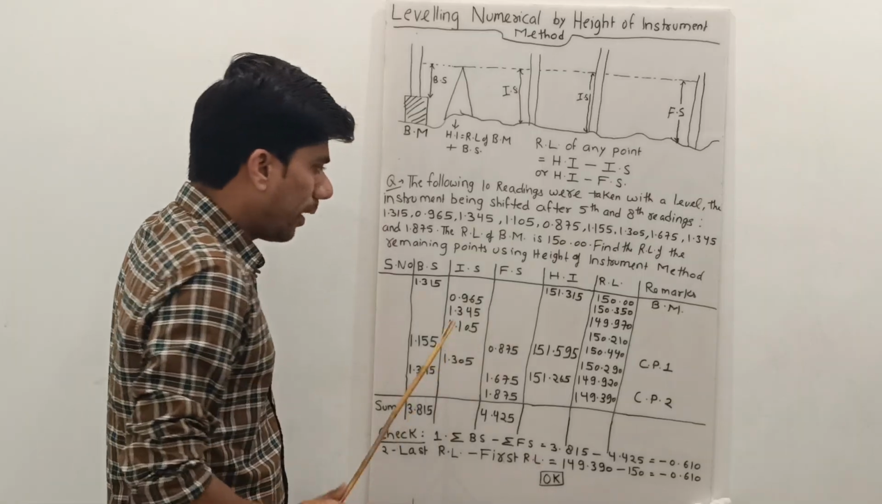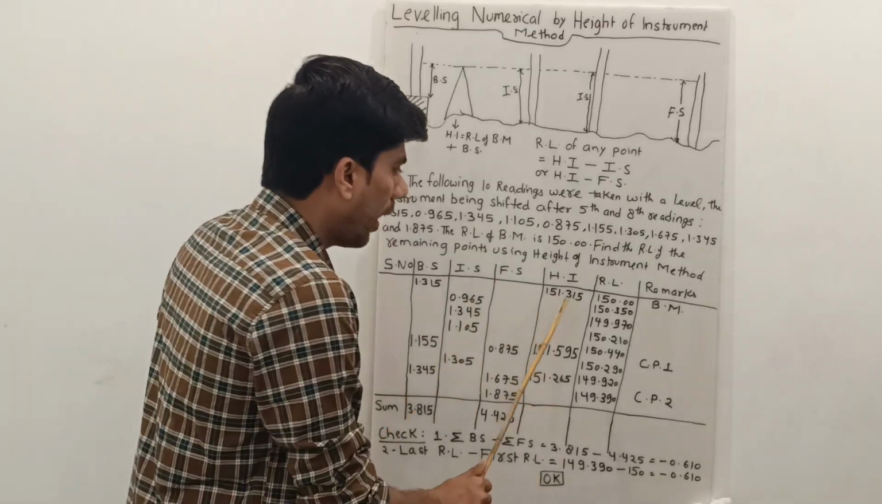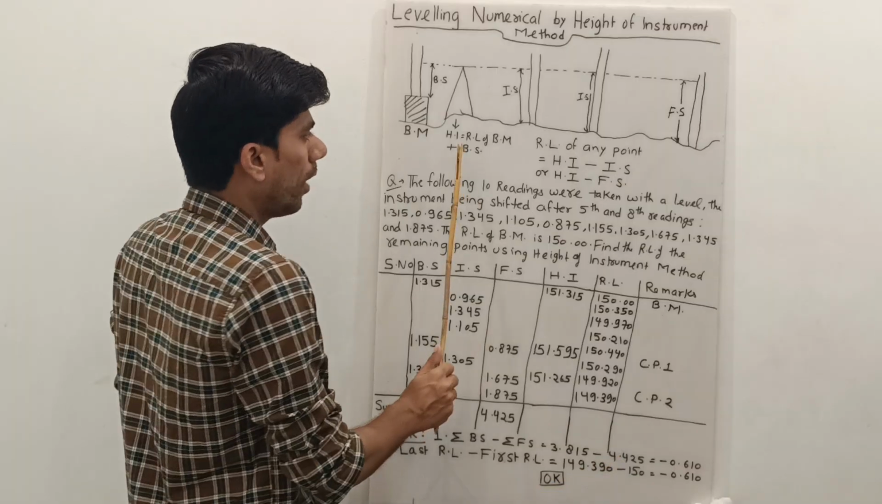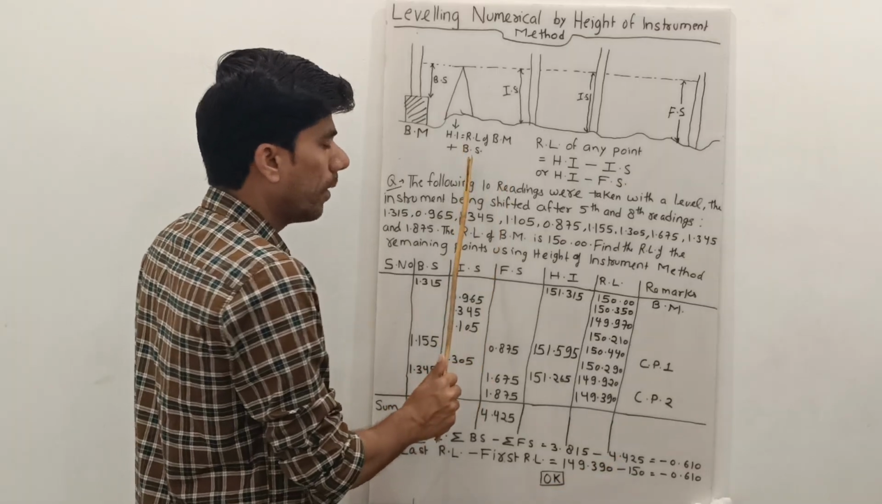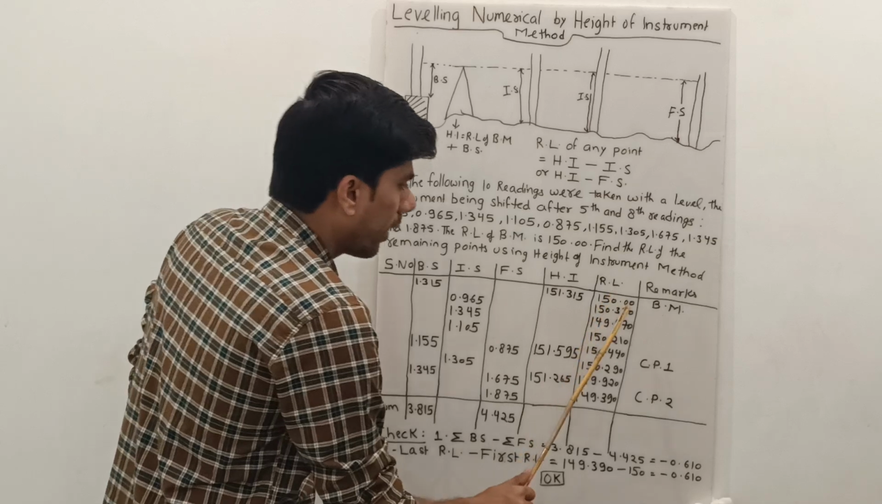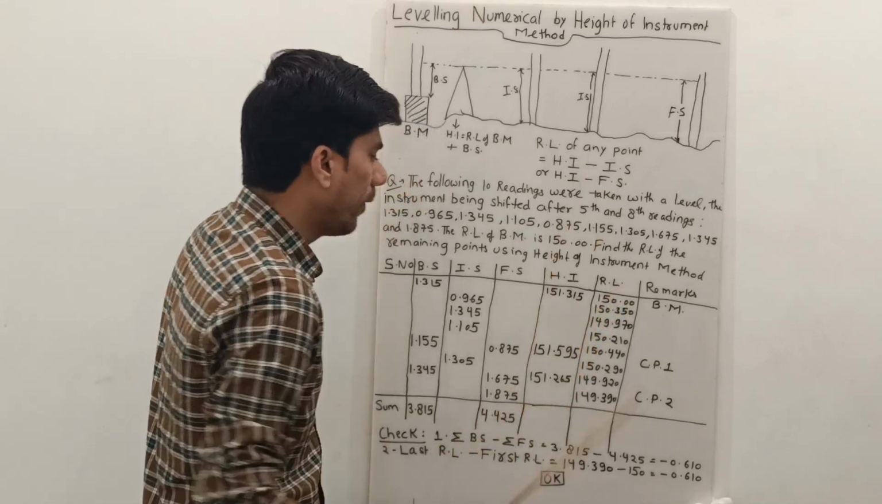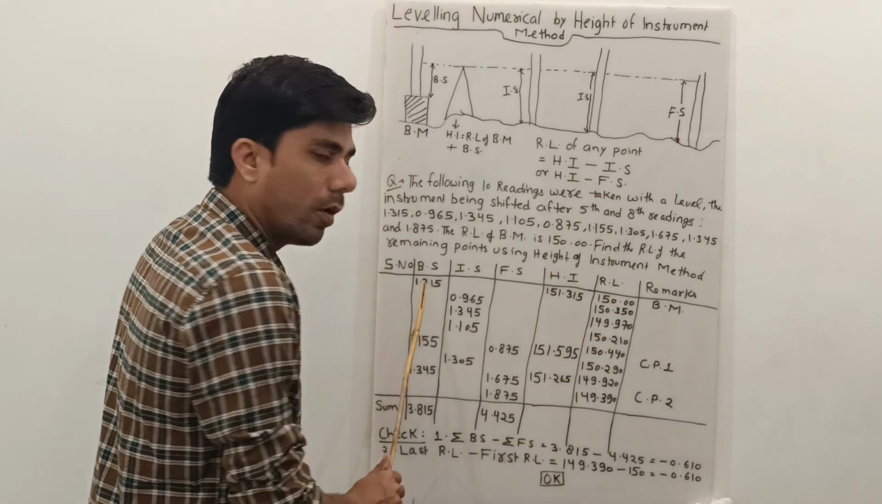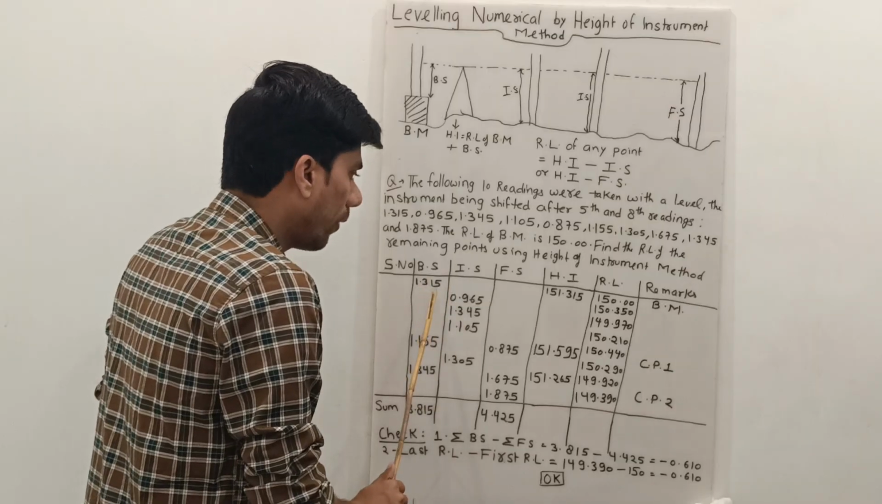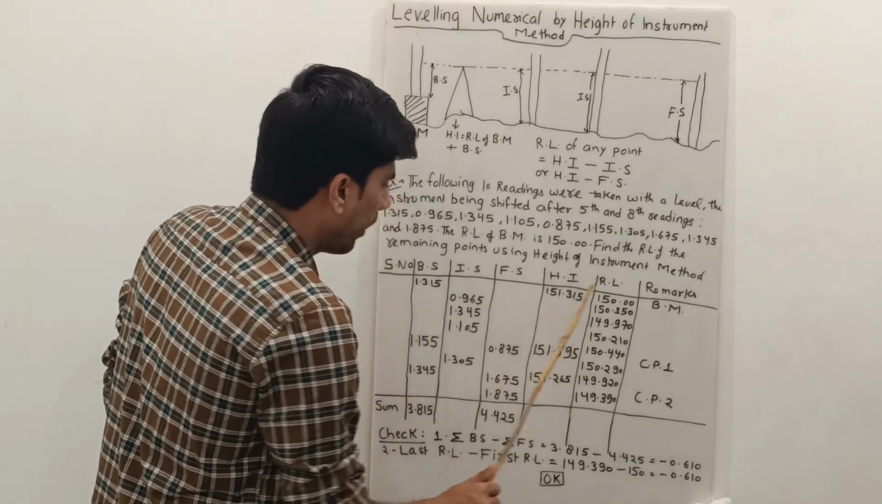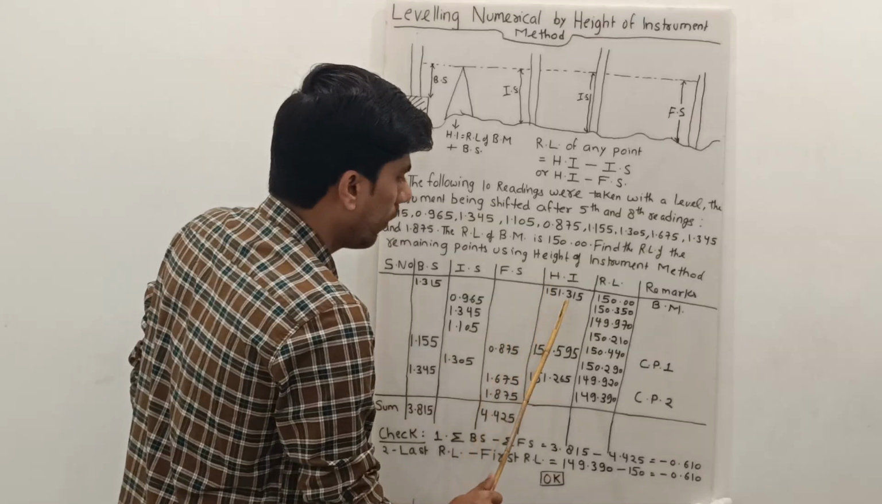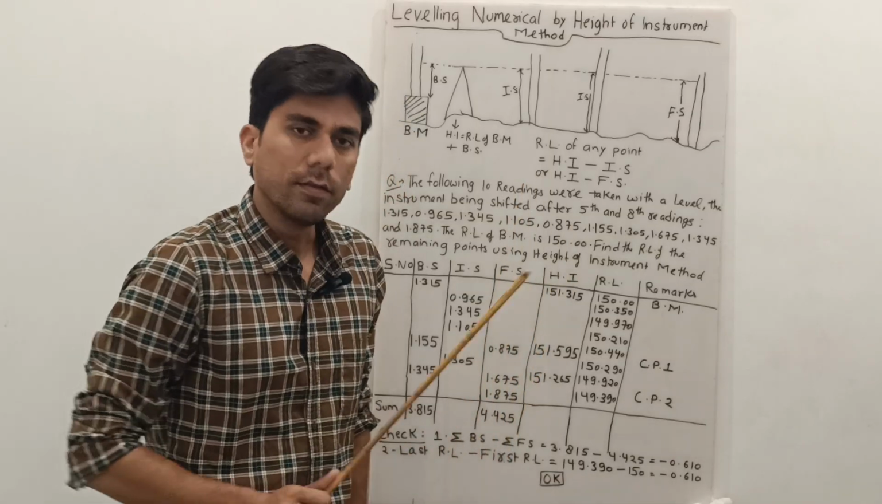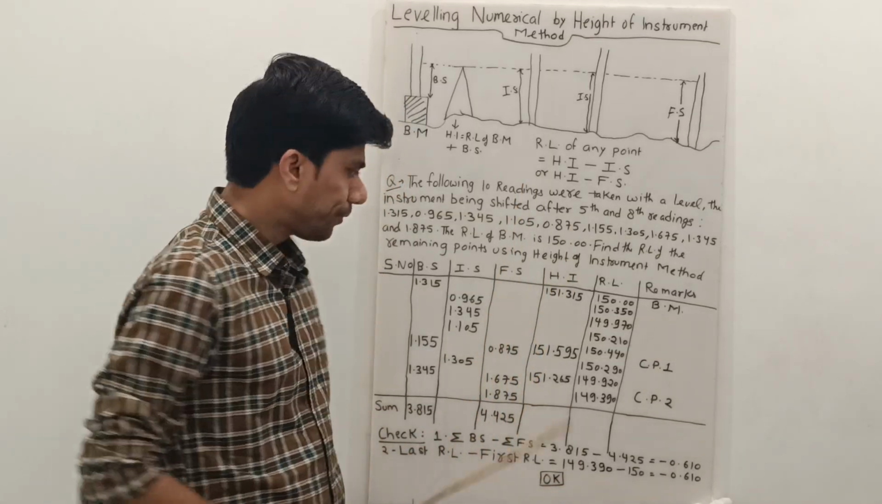Okay. After that, we can calculate the height of instrument. As I have already told you, height of instrument is RL of benchmark plus backsight. So the RL of the initial benchmark was 150. The reading that was taken on the benchmark, the backsight, was 1.315. We add 150 plus 1.315 and we will have 151.315. This is our first height of instrument.